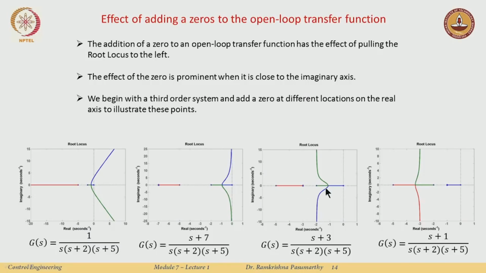Now, I add a 0 at minus 3 and I say, well, it is actually fairly stable for all values of gain k, right, and if I add it further at minus 1, then I get a configuration which looks like this, right. So, what does the observation tell us? The observation tells us that the addition of a 0 to an open loop transfer function pulls the root locus to the left, and the effect of the 0 is prominent when it is close to the imaginary axis. So, in these plots we just start with a third order system and then study several effects.